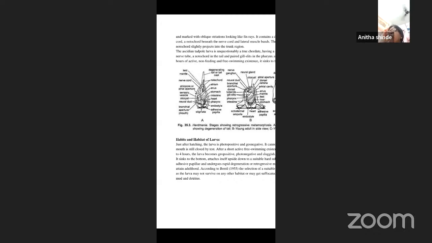Slowly these structures degenerate and it becomes sluggish and sinks to the bottom. Once all the structures have degenerated, it tries to get attached to the substratum, and once it attains adulthood, it leads a sedentary life. So that is about the development of Herdmania.